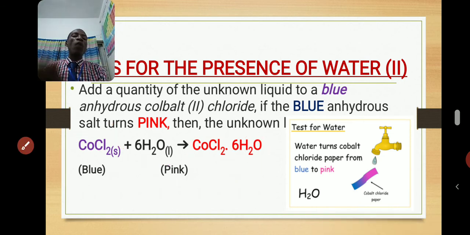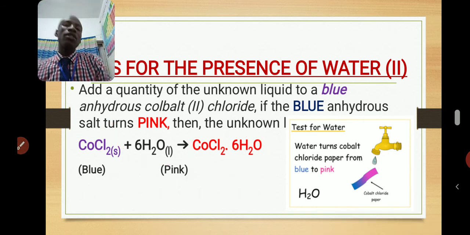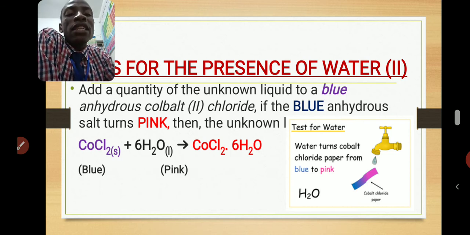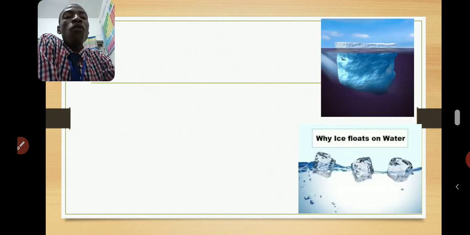Copper sulfate is white when it is anhydrous, and it is blue when you add water. But cobalt chloride is blue when you have not added water, and it turns pink after addition of water. That's the test for the presence of water.